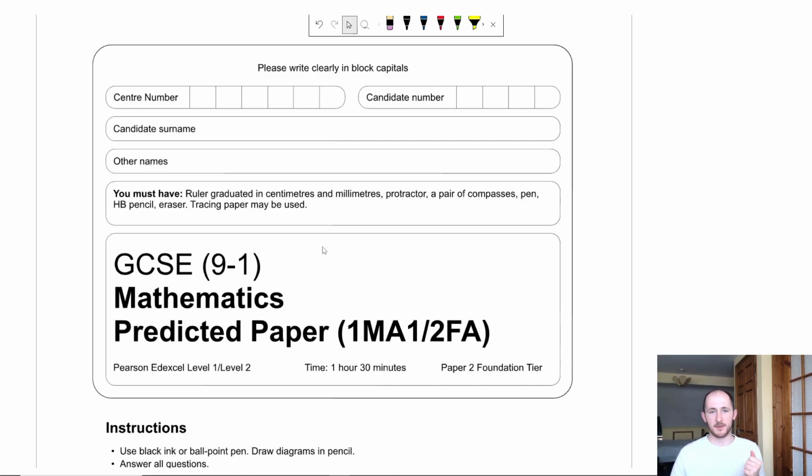The next maths paper we're doing is paper 2, right? I've already done the paper 2 higher paper A and uploaded that, so hopefully that's gone well. But this is for you foundation guys. This is the first foundation paper.